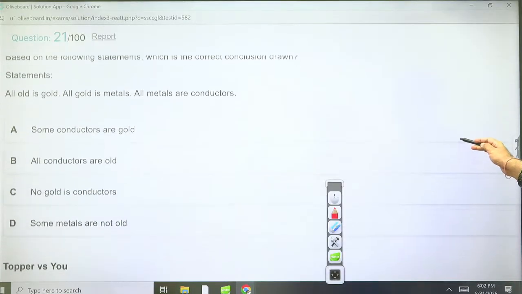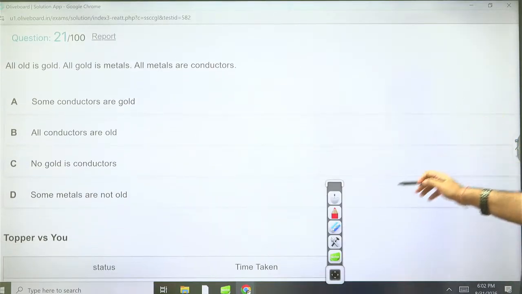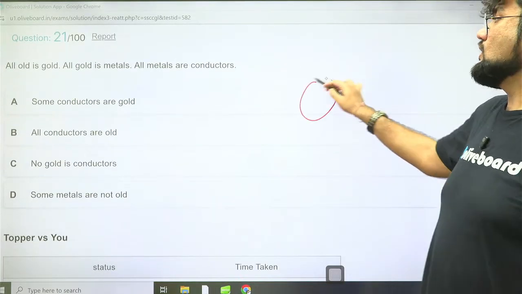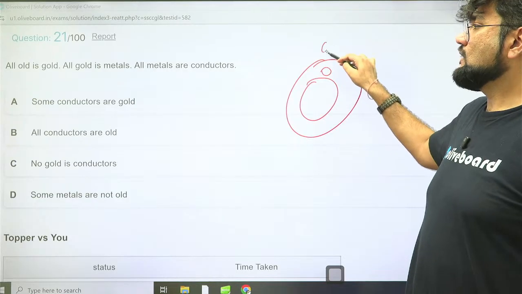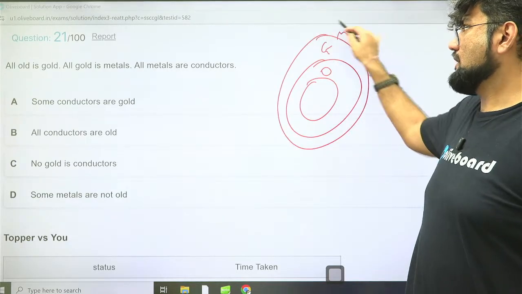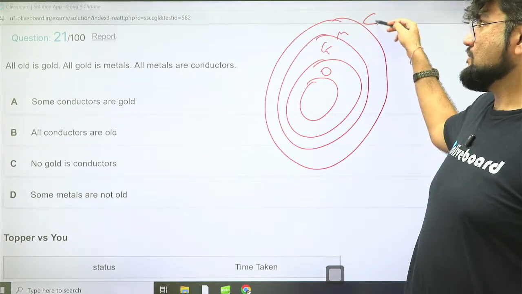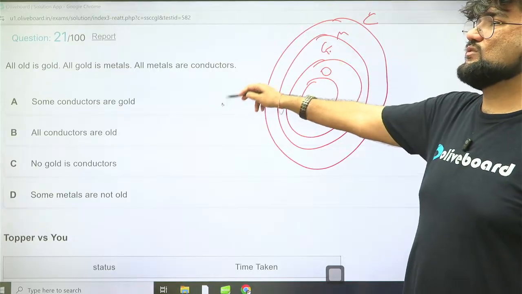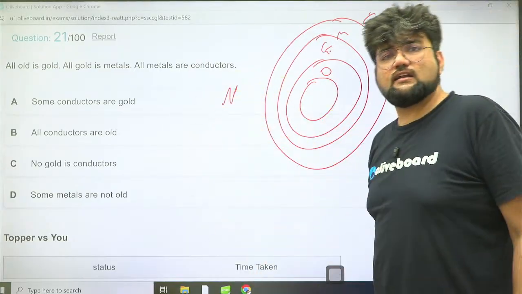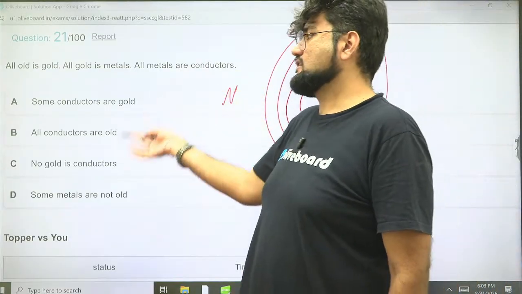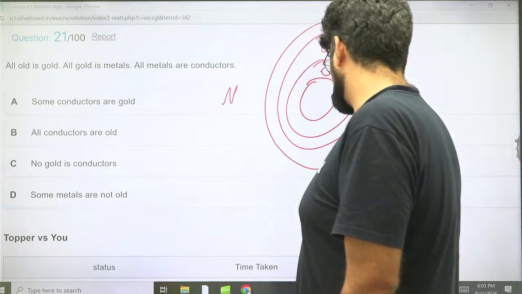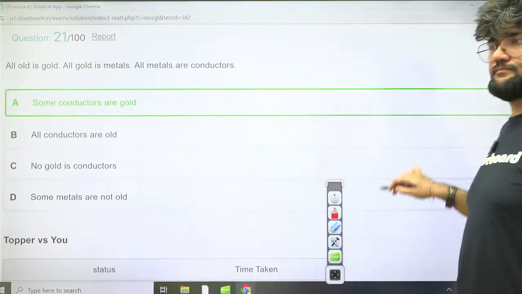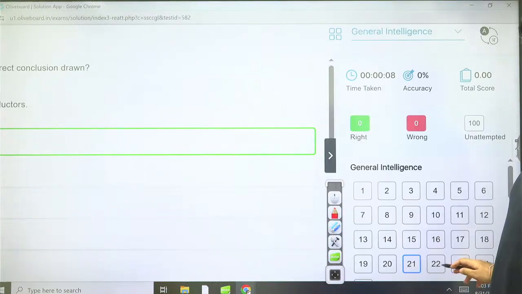Probably this was approached later on. All old is gold, all gold is metal, all metal are conductors. Some conductors are gold. So the first one is only correct. We have to check for the correct conclusion out of the 4. The first one is correct. Why do I check the rest of them? I have gotten my answer. Done. Okay, 25 seconds. Next.